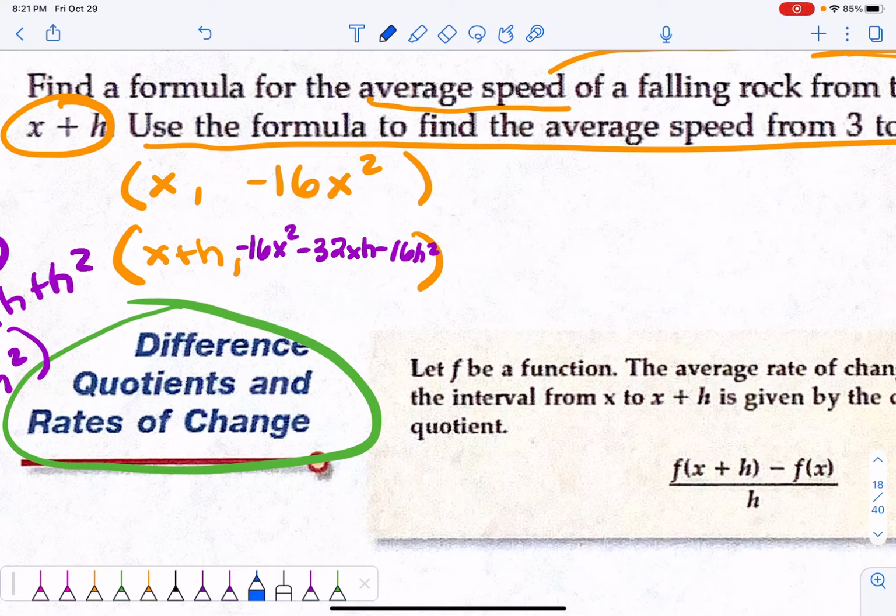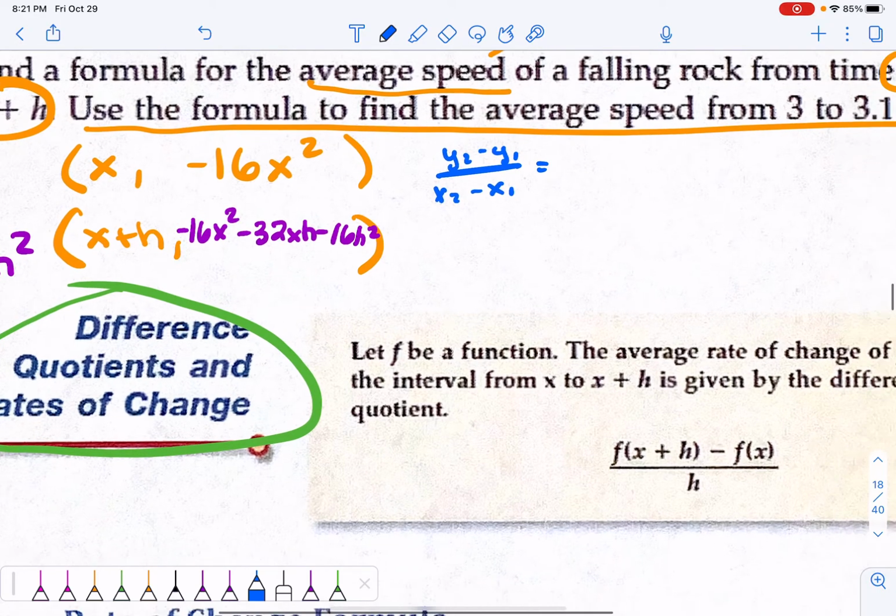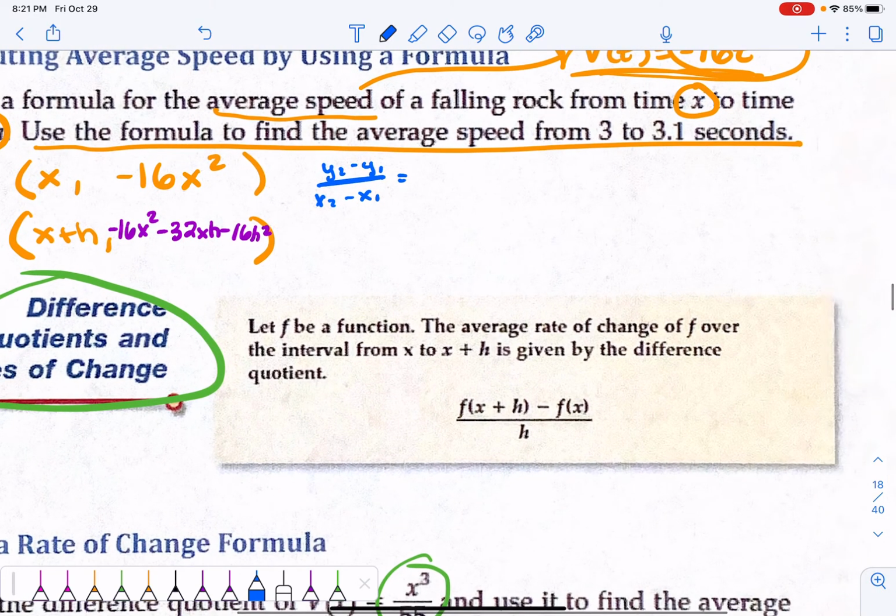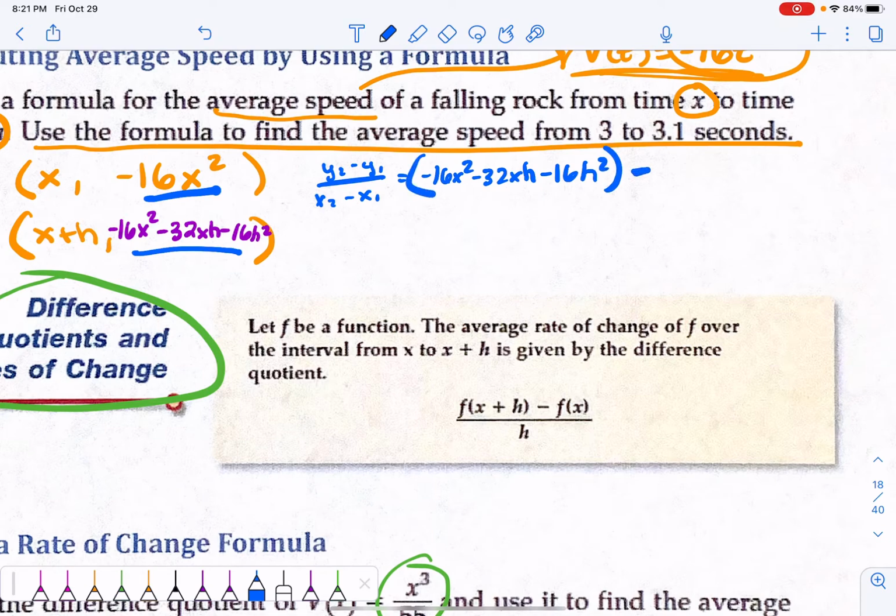Now, just like we were doing before, we're going to do y2 minus y1 over x2 minus x1, and we are going to subtract them. So it's this guy minus this guy. So negative 16x squared minus 32xh minus 16h squared, that thing minus negative 16x squared, all over x plus h, this guy right here, minus this guy.